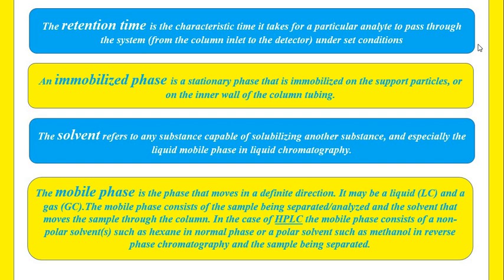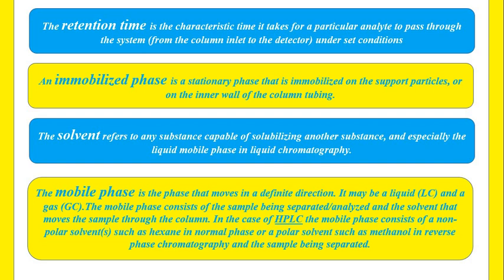Retention time is the characteristic time it takes for a particular analyte to pass through the system from the column inlet to the detector under set conditions. An immobilized phase is a stationary phase that is immobilized on the support particles or on the inner wall of the column tubing. The solvent refers to any substance capable of solubilizing another substance, and especially the liquid mobile phase in liquid chromatography. The mobile phase is the phase that moves in a definite direction.